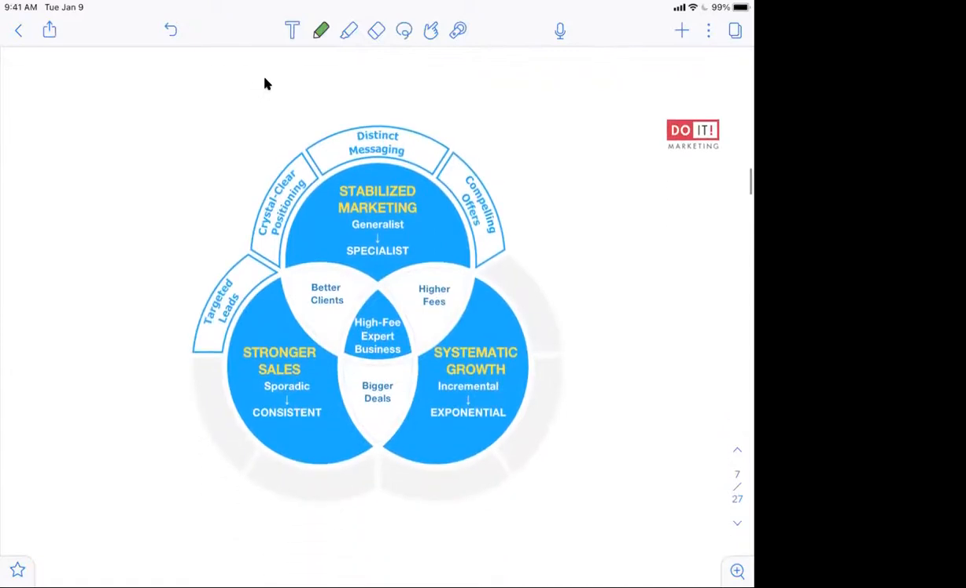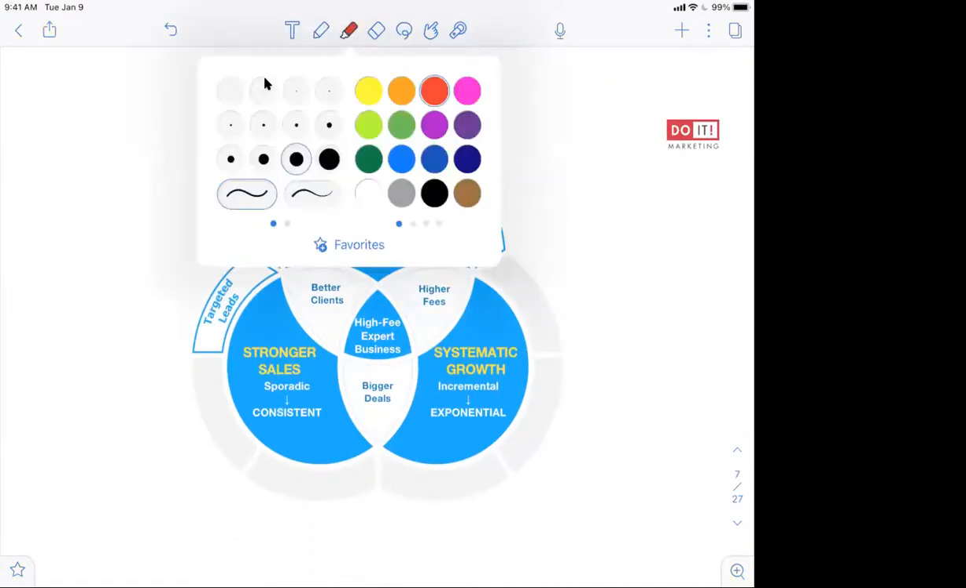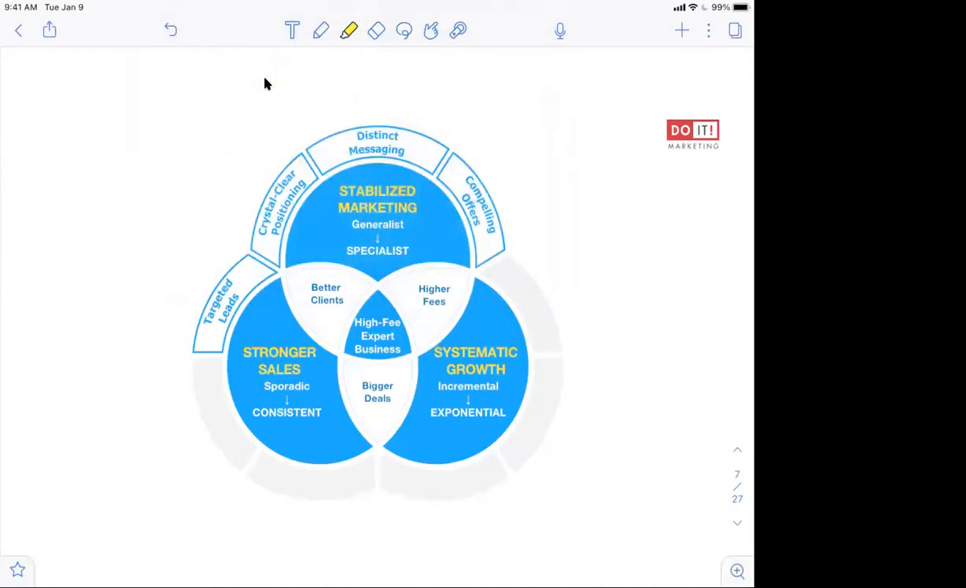Let's move on now to sales. Let's talk about where we are on the sales spectrum. The first thing you want to think about when it comes to moving away from sporadic hit and miss sales and moving to consistency in your sales process is, how targeted are your leads?